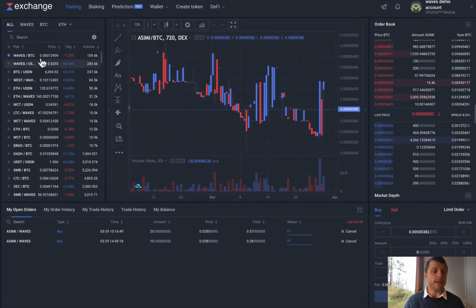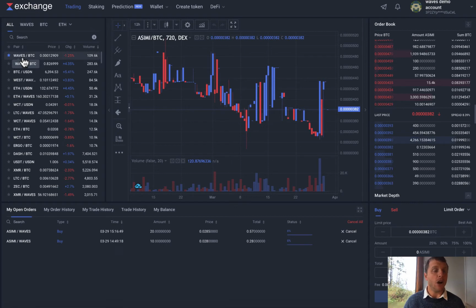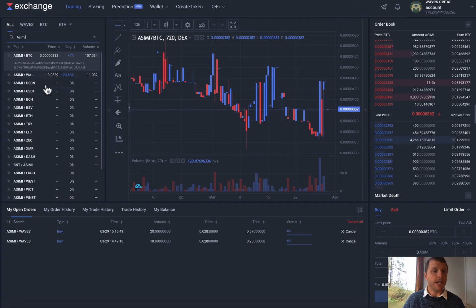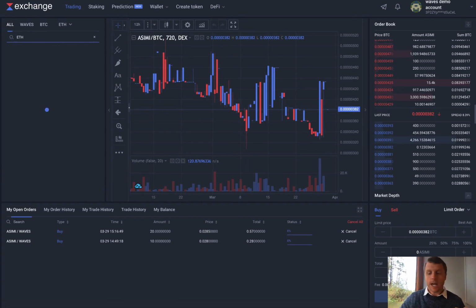The way that we discover different pairs, you can see them listed here. These are the primary pairs on the Waves DEX, and you can search for any token or coin in the search bar. When we search for Asimi, then the Asimi trading pairs will display, and you can see them right here. If we were to search for Bitcoin, then the Bitcoin trading pairs would show, and you can see that each one of these has Bitcoin in it. You could do the same thing for Ethereum, and the list goes on.